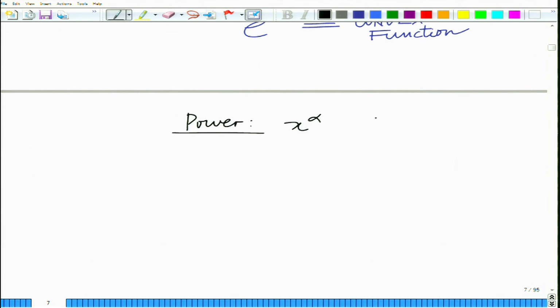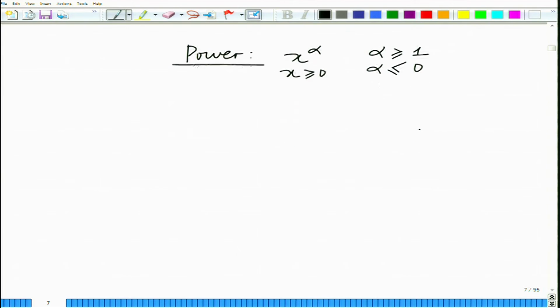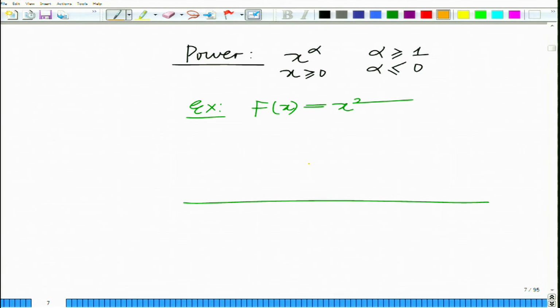X to the power of alpha, if alpha is greater than or equal to 1, this was defined for x greater than or equal to 0, alpha greater than or equal to 1, or alpha less than or equal to 0. In both cases, you can see it is convex. For instance, if you look at f of x equals x square, you are well familiar that this is a classic bowl shaped function.